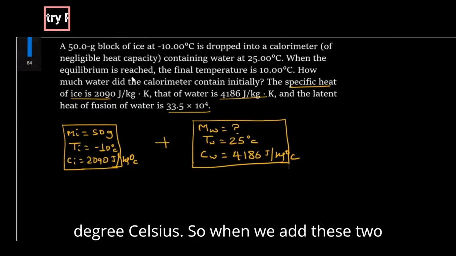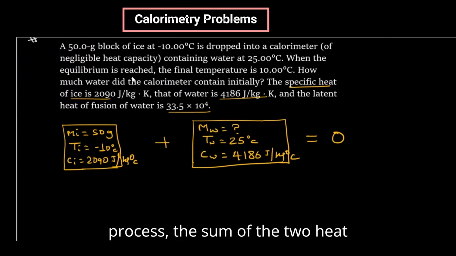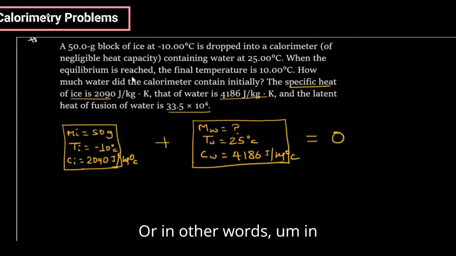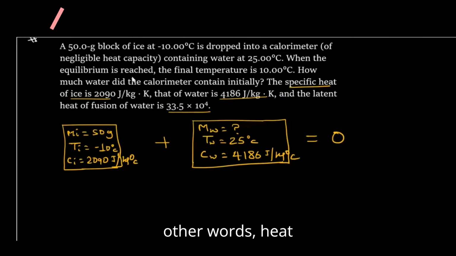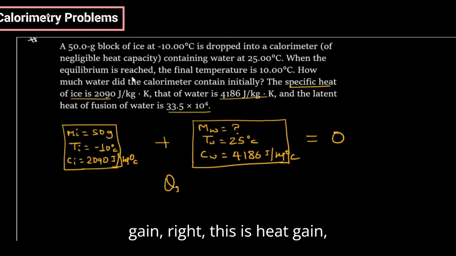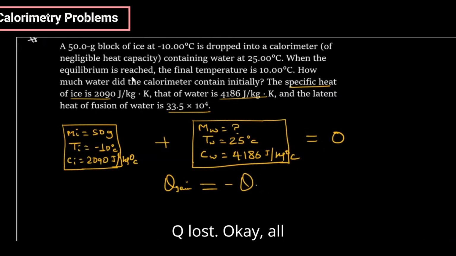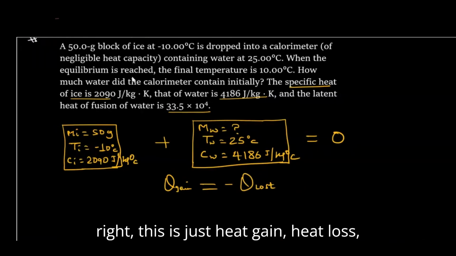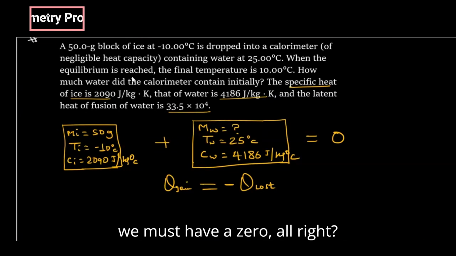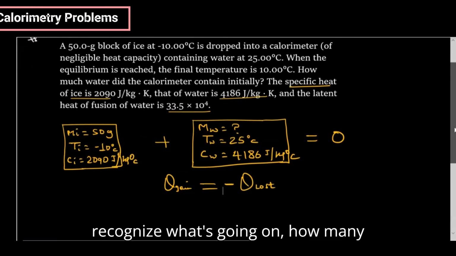joule per kilogram degree Celsius or degree Kelvin, because a change of degree Kelvin is the same as a degree Celsius. So when we add these two of them, the sum of the heat gain plus the heat lost is equal to zero after this whole process. Or in other words, heat gain Q is equal to minus Q lost. This is just heat gain, heat loss, or just a negative. Be careful. So this is positive and this is negative, so when we add them together we must have a zero.